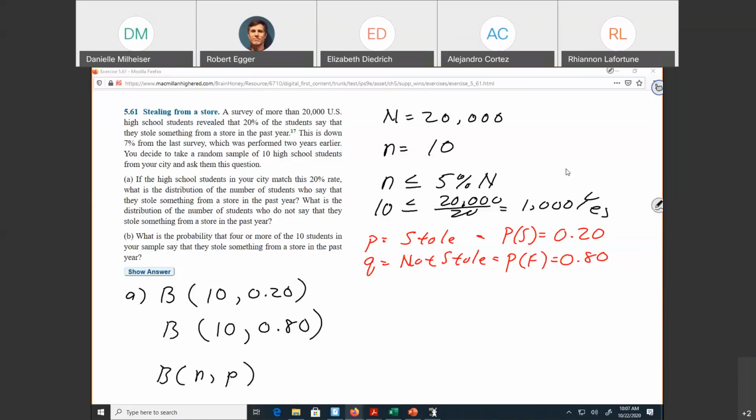B, what's the probability that 4 or more of the students in your sample say that they stole something from a store in the past year? Ooh, that's a little more involved. So the probability that 4 or more students in your sample said they stole something from a store in the past year. I'm looking for the probability of X greater than or equal to 4.